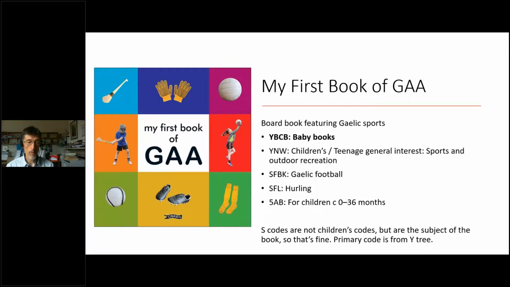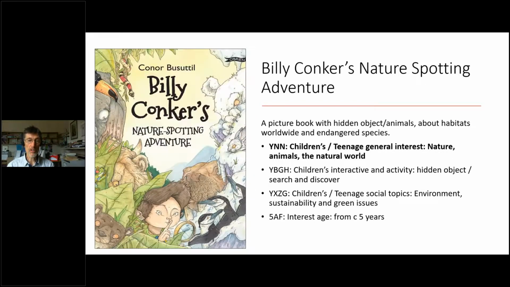Okay, moving on. Billy Conquers Nature Spotting Adventure. So this is a picture book with hidden objects about habitats worldwide and endangered species. And myself and Aoife had a debate about which was the best primary code. I had the hidden object search and discover one, but then as an ex-bookseller, she said, well, within a bookshop, that's probably not a great region to be in. Actually, if you put it under nature, it'll get better placement in the shop. But by all means, we have to say that it's got hidden object search and discover elements in it. And she was absolutely right. So I changed that primary code.